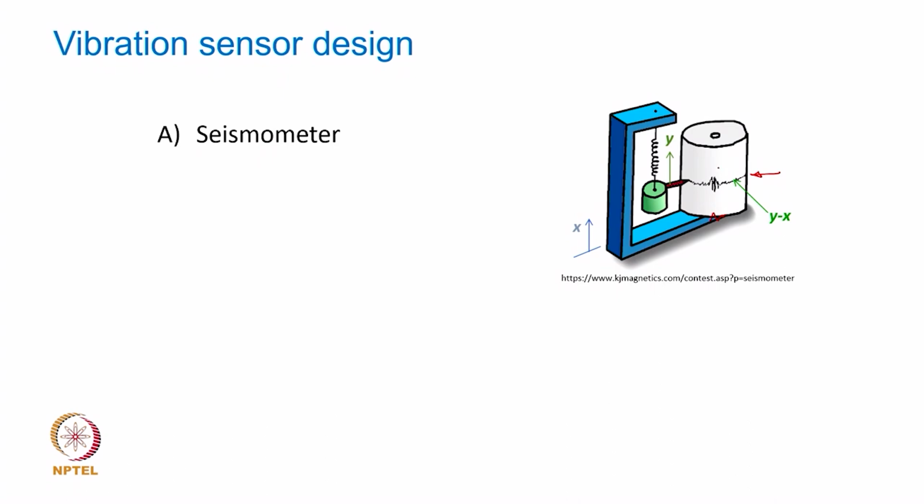Now, if this graph is to represent this x, then we say that the design is perfect, because our job is to trace out the motion of the ground on the piece of paper here. So, the design of this sensor should be such that the trace on the piece of paper, y minus x, should be same as x.